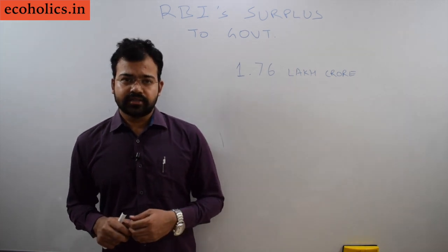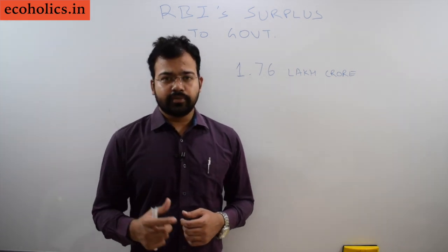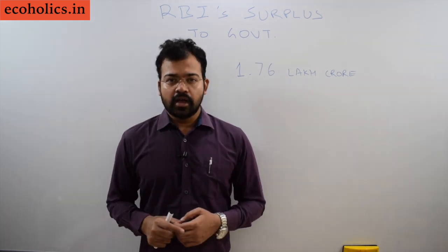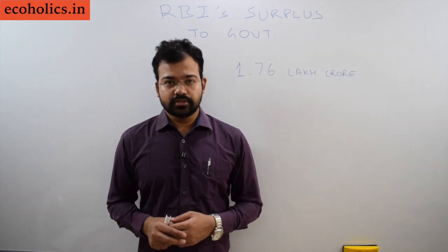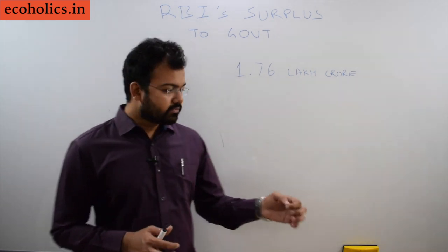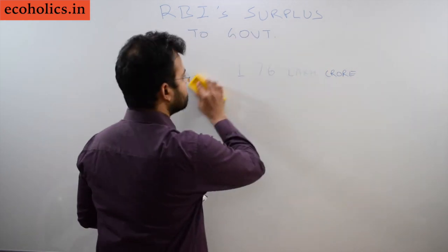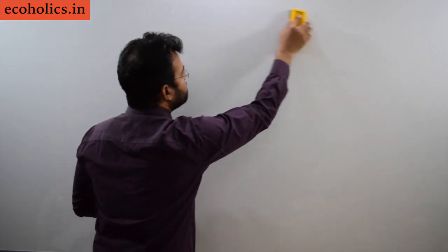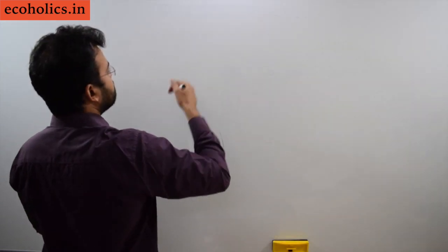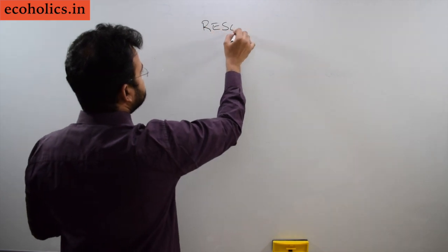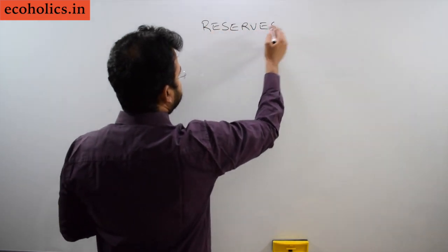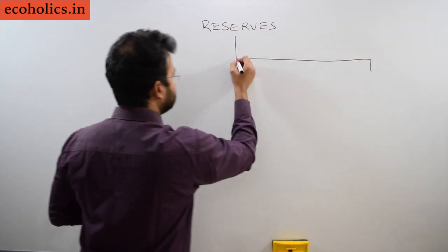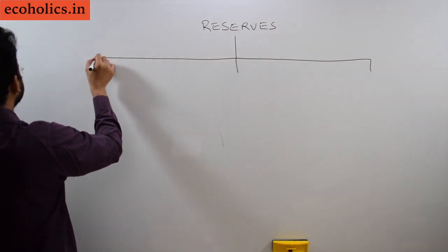Now here the question arises that RBI is giving a certain amount of money from its reserves to the central government. First of all we need to understand what constitutes the reserves of the Reserve Bank of India. For that we'll draw a simple flowchart of reserves. There are three types of reserves, so we'll see what those are.